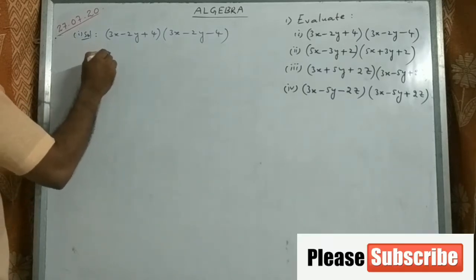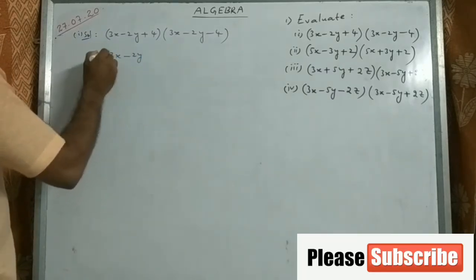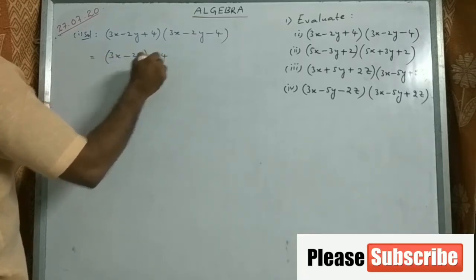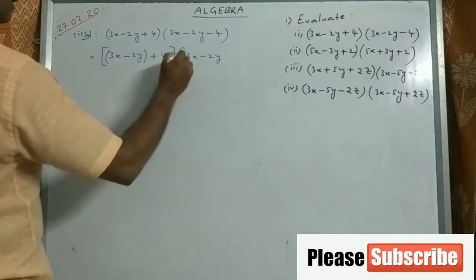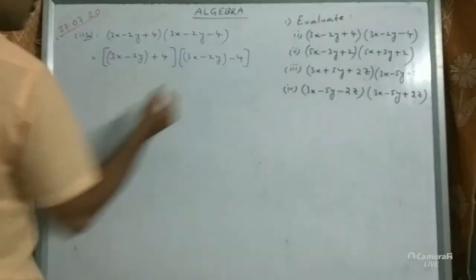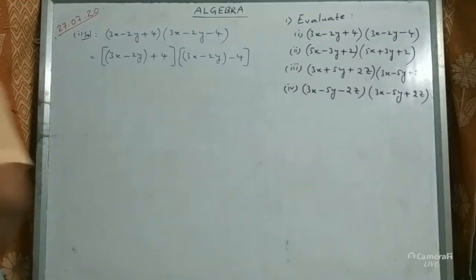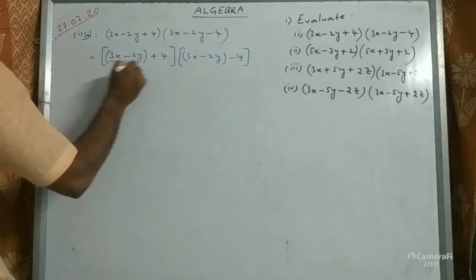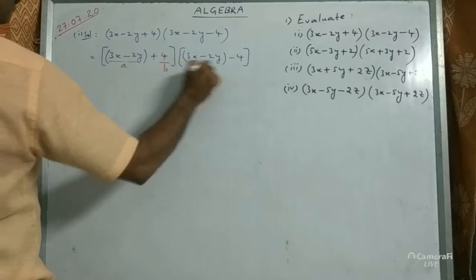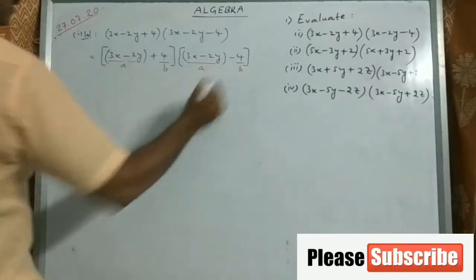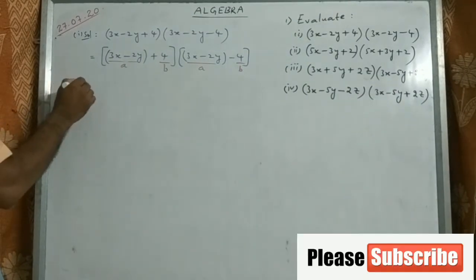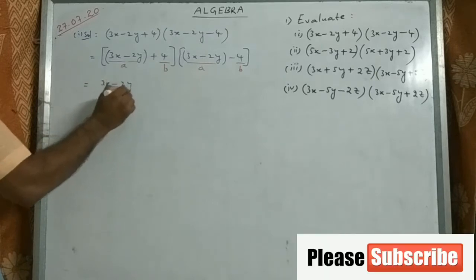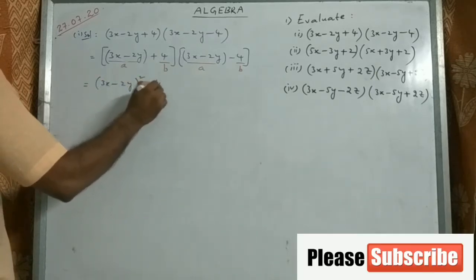I'll just rearrange them. How? 3x - 2y together plus 4 together. Here also 3x - 2y together minus 4. Now observe this. It is in the form of (a + b)(a - b). You remember that formula? (a + b)(a - b) equals a squared minus b squared.